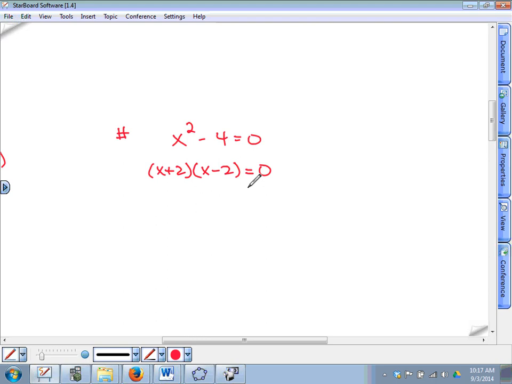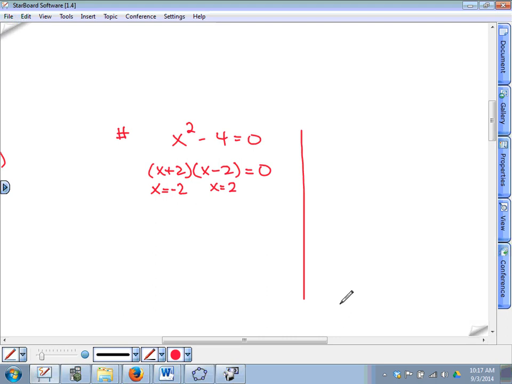What are the two solutions from there? This one right here is going to give you a solution of x equals negative 2. This one's going to give you a solution of x equals positive 2. Now, as easy as that was, honestly, that's not the way I would do this problem. We did it this way because the directions said to solve by factoring, but I think there's a quicker way.